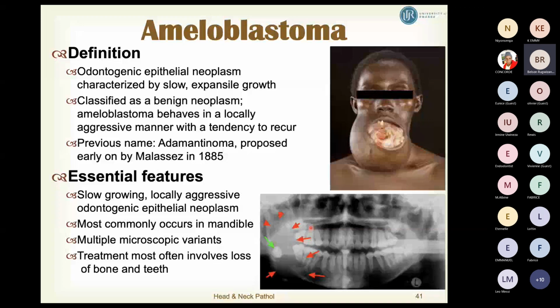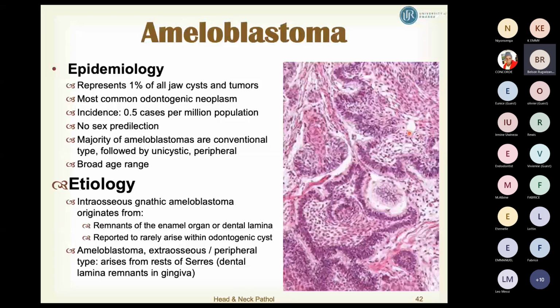So, you can see it here, and there is a calcification inside there. So, this is the odontogenic epithelium. You have things like a lumen here, so you can think it is like an adenocarcinoma, but it will be within a bone. So it represents 1% of all jaw cysts and tumors, and it is the most common odontogenic neoplasm.